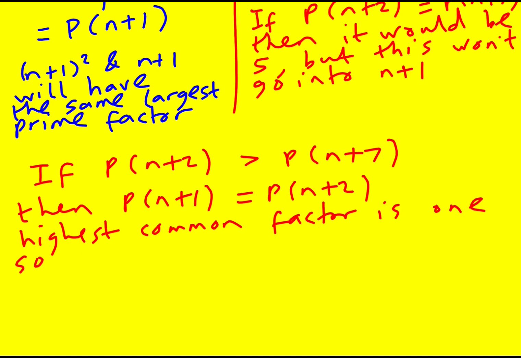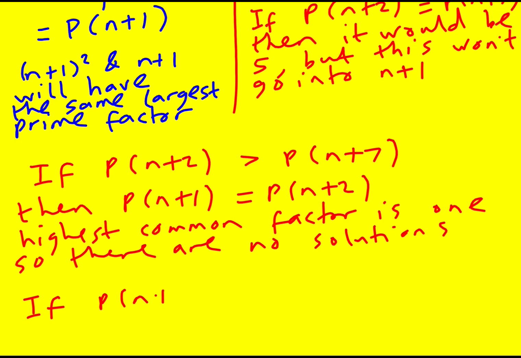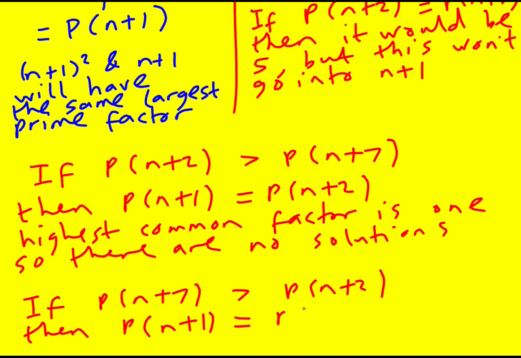So there are no solutions. This just leaves us with the other one. If Pn plus 7 is greater than Pn plus 2, then Pn plus 1 equals Pn plus 7.